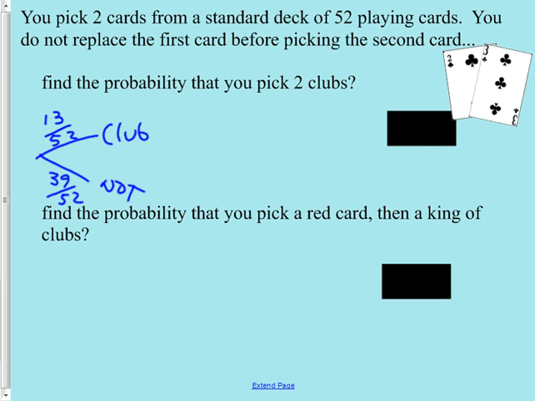Now, does the next part depend? It says you do not replace the first card. Yes, it does depend then. So it depends. If I got a club, which is going down this road, I got a club, then is my chance of clubs the same? No, it's different now. What are the probabilities now? 12 out of 51. Good.